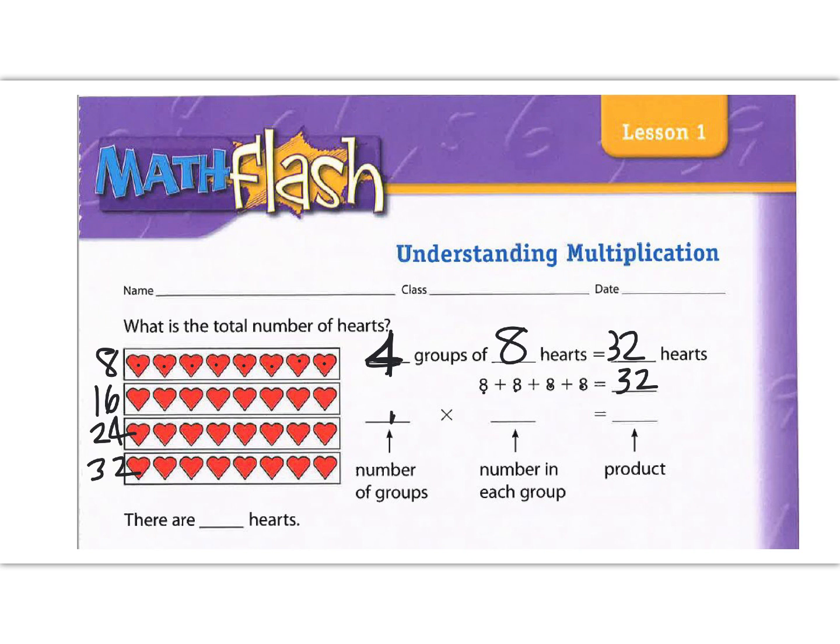So what they did: the number of groups is 4. The number in each group is 8. So the product, or the answer of the multiplication problem, is 32. There are 32 hearts total. You could count them all, but that would take the longest. You can skip count 8, 16, 24, 32, or eventually what you're going to be learning is how to remember each of these multiplication facts.